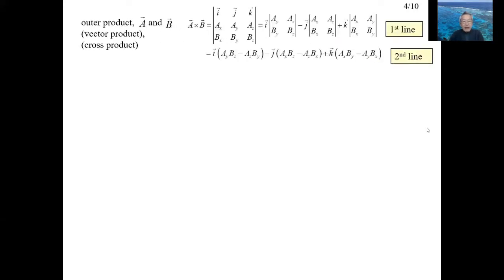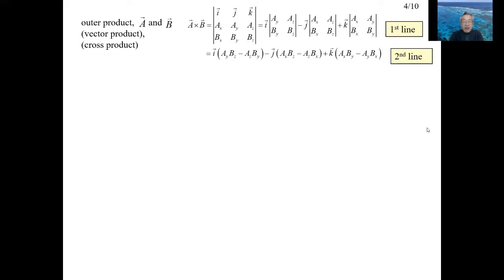Next, I will explain the outer product. The outer product is sometimes called the vector product or cross product. To express the outer product, the multiplication mark cross is put between two vectors. So the outer product is called A cross B.